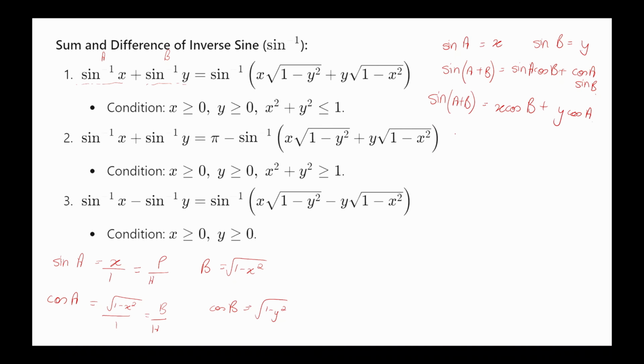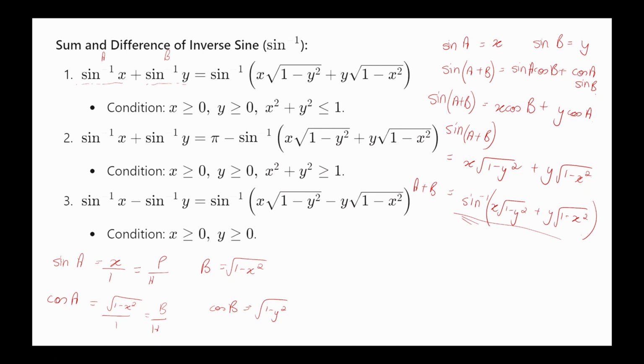Now if I replace these values, what am I going to get? Sine of A plus B would be equal to x cos B, so x into root under 1 minus y square plus y into root under 1 minus x square. Now, since I had sine of A plus B, I'll take sine inverse to the other side. So this would become sine inverse of x root under 1 minus y square plus y times root under 1 minus x square. Now if I simply replace my A and B, my A was sine inverse x, my B was sine inverse y. So sine inverse x plus sine inverse y would give us this answer.